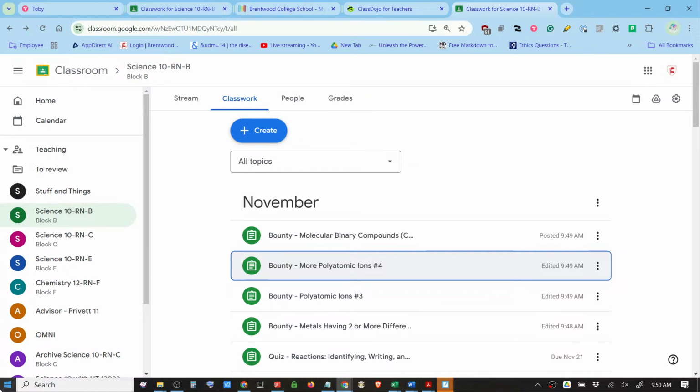I'll just quickly do it on this board. What is nitrate? NO3 with a negative, NO3 negative. And what is sulfate? And what is carbonate? CO3 -2. Yep. And so what is nitrite?